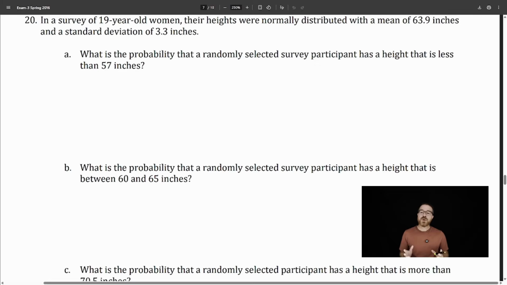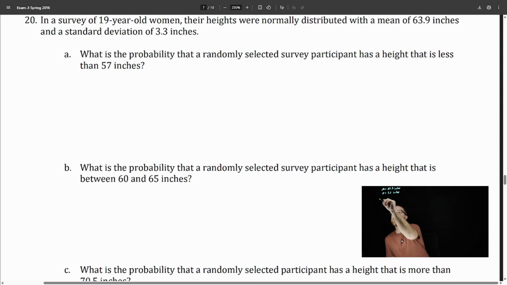Problem 20 says in a survey of 19-year-old women, their heights were normally distributed with a mean of 63.9 inches and a standard deviation of 3.3 inches. So first thing I'm going to do is write this down. We have a mu of 63.9 inches and a standard deviation of sigma equals 3.3 inches.